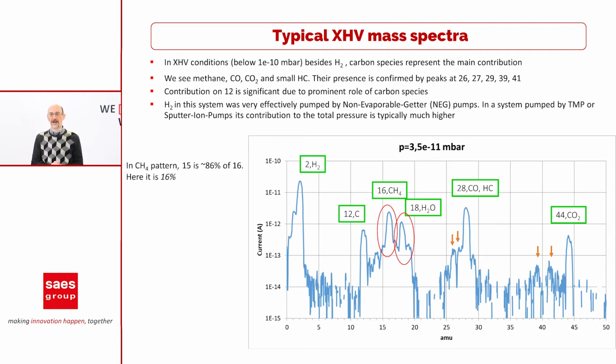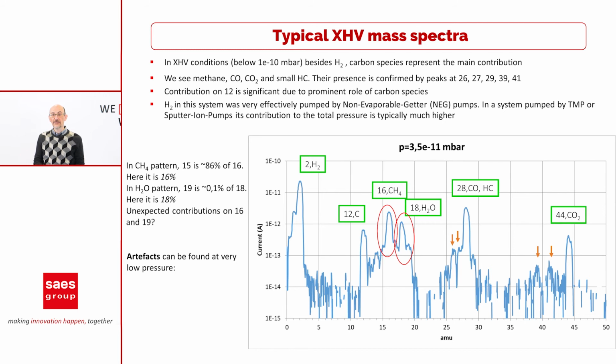In a CH4 pattern, mass 15 is about 86% of 16. Here it is 16%. In a water pattern, mass 19 is 0.1% of 18. Here it is almost 20%. It seems we have unexpected contributions on 16 and 19. Indeed, they are artifacts that can be found at very low pressure, and they come from electron-stimulated desorption.